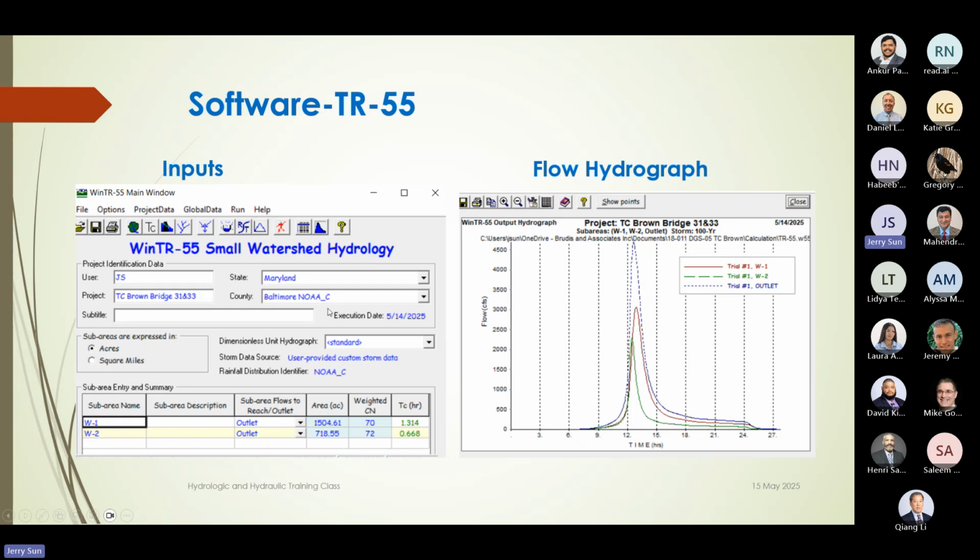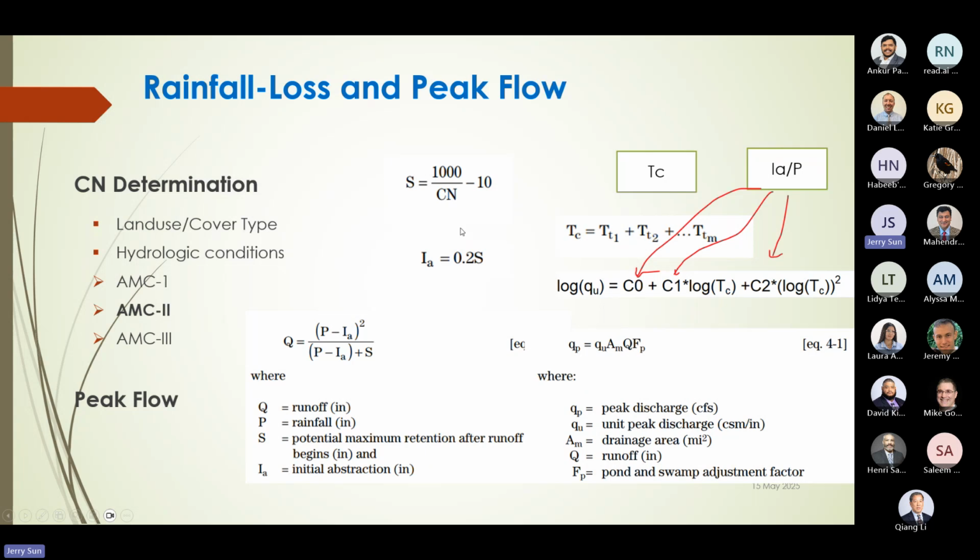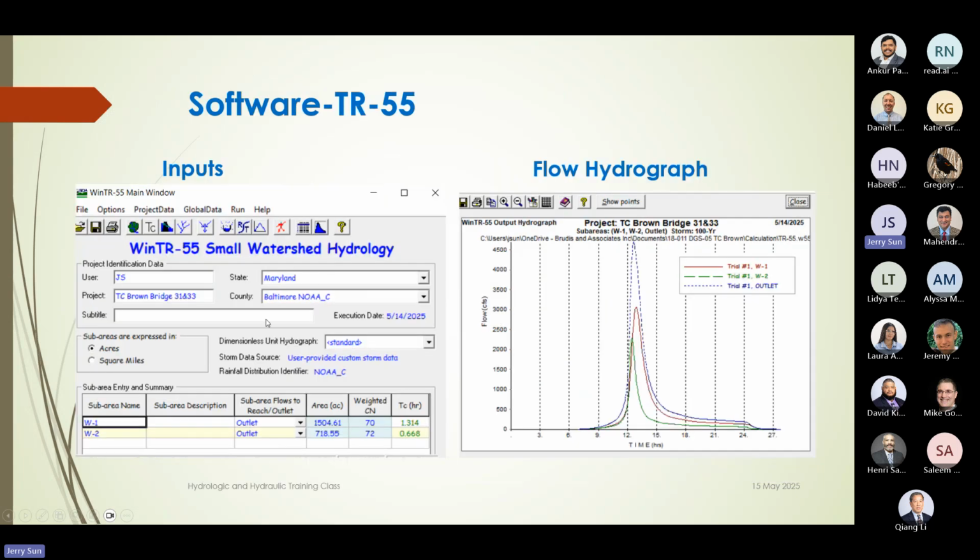You need a type, whatever the state, you need the distribution input, and the unit hydrograph. We will talk about it later, but remember this. We use the unit hydrograph. Then you enter the area, CN numbers, and TC. The same thing: the CN numbers, TC, and so on.